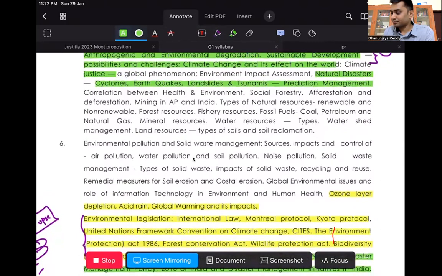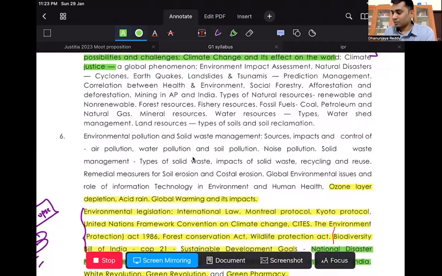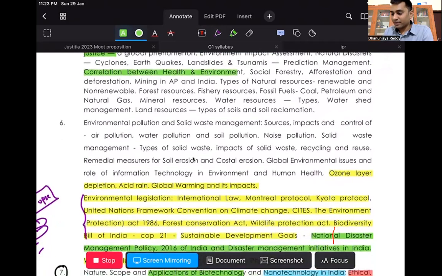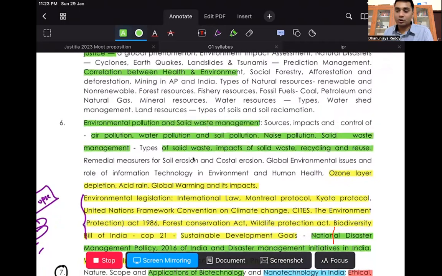Next, correlation between health and environment, more or less the same things. Now environmental pollution impacting solid waste management. Now pollution is of air pollution, water, soil, noise, solid waste management, types of solid waste management. You'll again have the same thing on UPSC websites, because the same thing is there for your UPSC also.